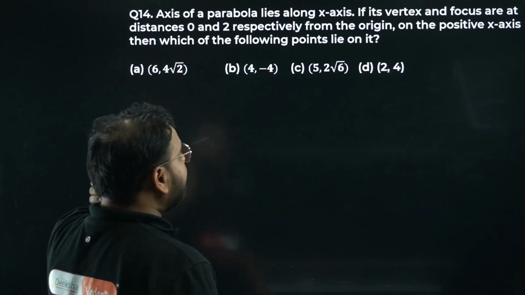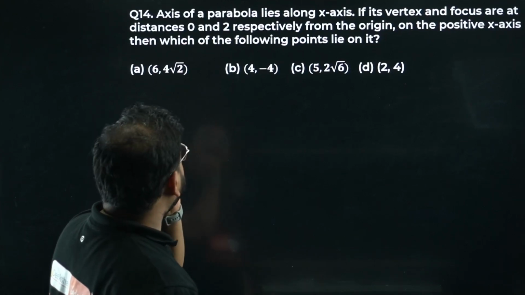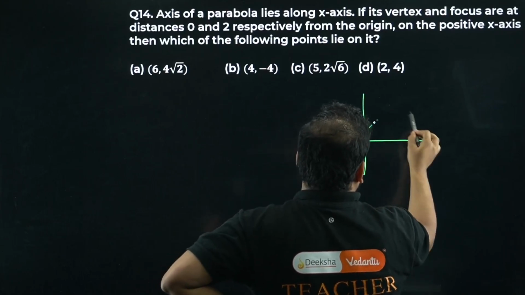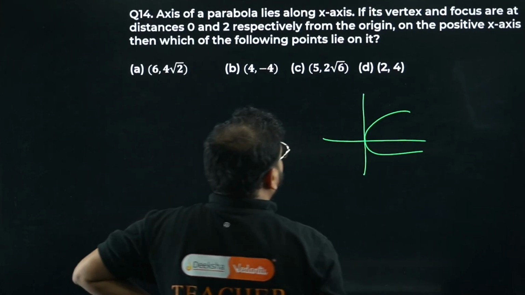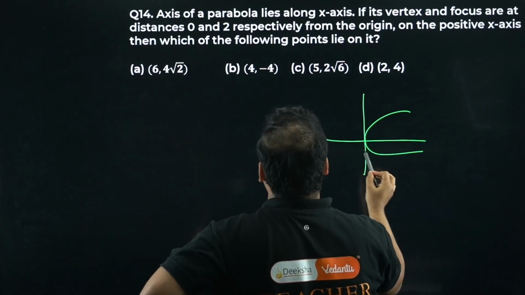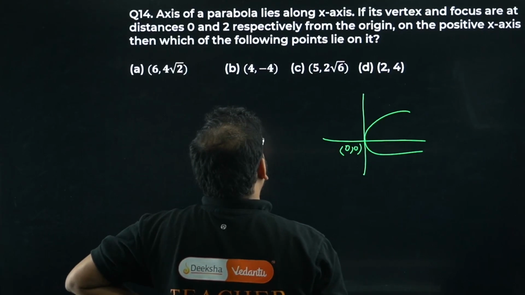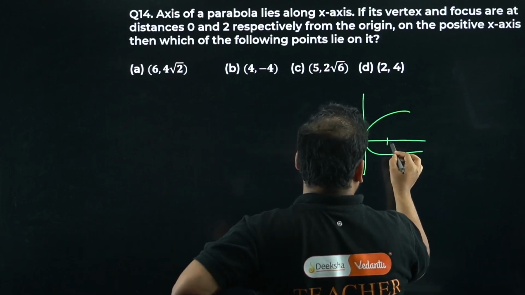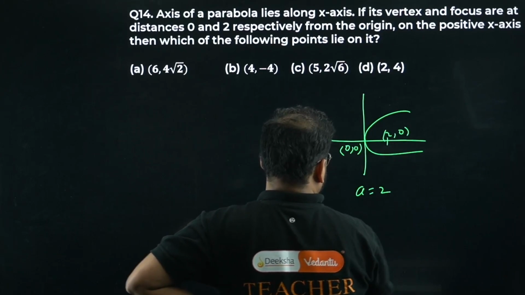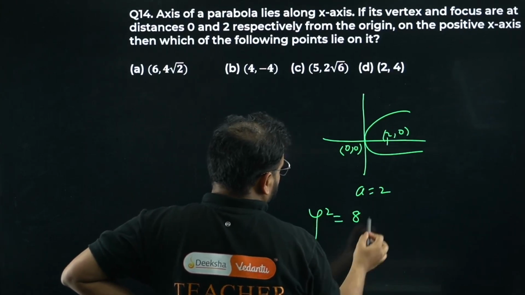Now, question number 14. The axis of a parabola lies along the x-axis. If its vertex and focus are at distance 0 and 2. Okay, great. Please check. They're saying along the x-axis, right? And the vertex is over here, 0, 0. Please check, the focus is going to be at 2. This is 2, right? 2, 0. Okay, the a value is 2. So 4 into a, right? So 4 into 2.